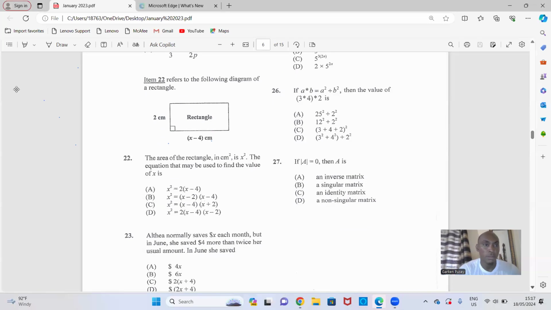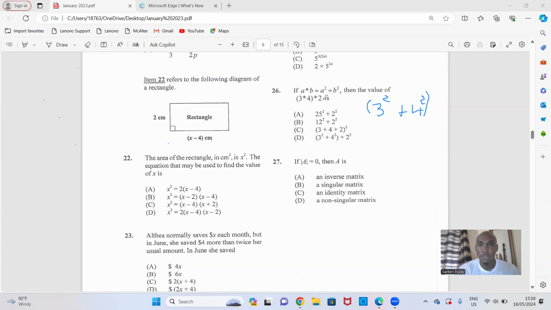Right, so binary substitution here. So it says if A asterisk B is equal to A squared plus B squared, then the value of 3 asterisk 4 asterisk 2. So what we can do first, let's throw a bracket in. So the first one, A is 3 and B is 4. So we can say this is 3 squared plus, B is 4, so we can say 4 squared.